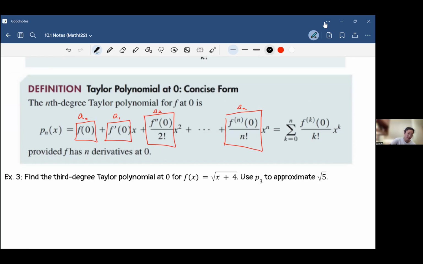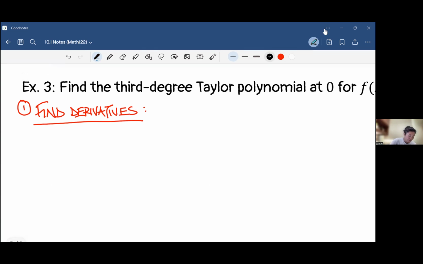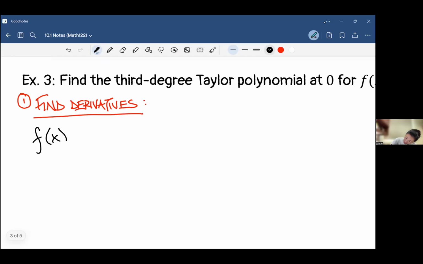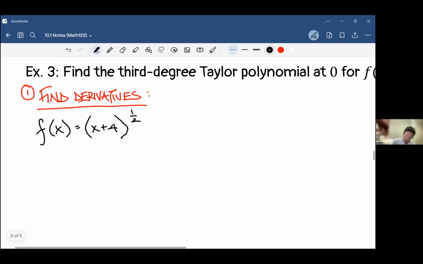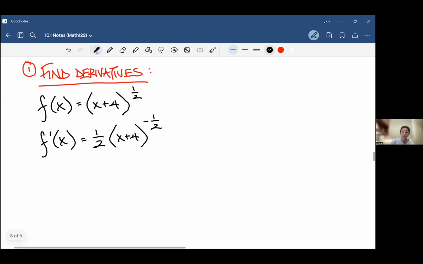Okay, so step number 1, we are going to find our derivatives. We're just going to go back to what we know about derivatives, and we're just going to find some derivatives, okay? So f of x is (x plus 4) to the 1/2 power. Remember that the square root is the same thing as the 1/2 power. So now we're going to go ahead and find our first derivative. Okay. So I bring the power down, (x plus 4) to the 1/2 minus 1, which gives me negative 1/2. And technically I'm multiplying by 1, which is the derivative of my inside function.